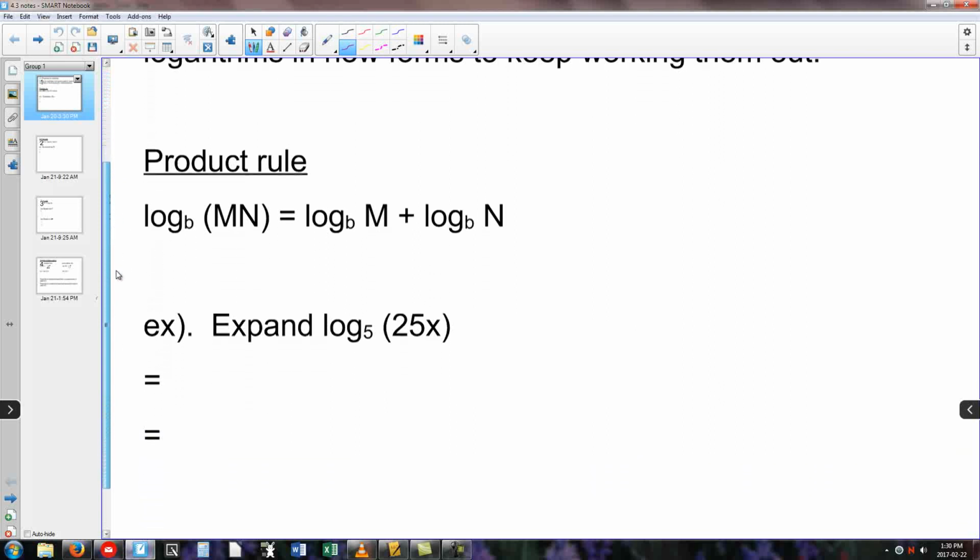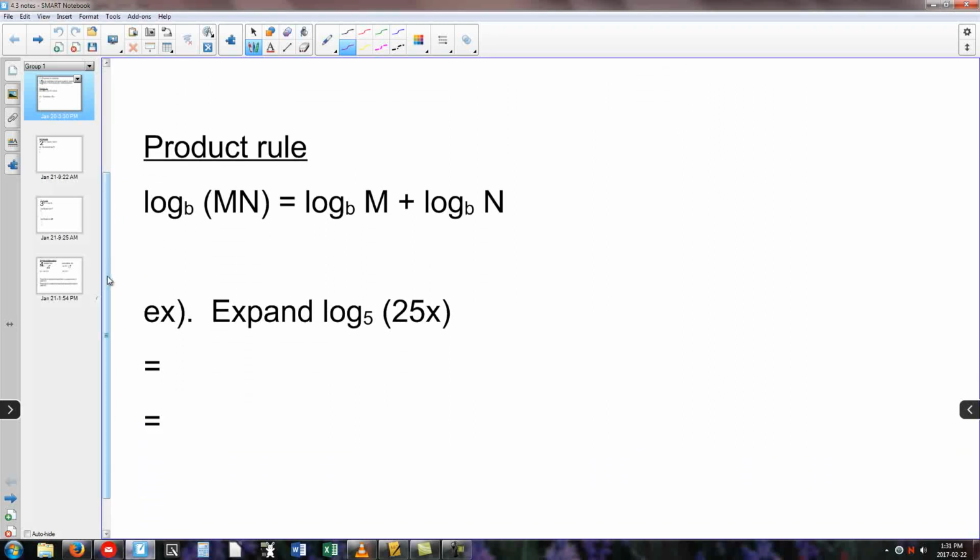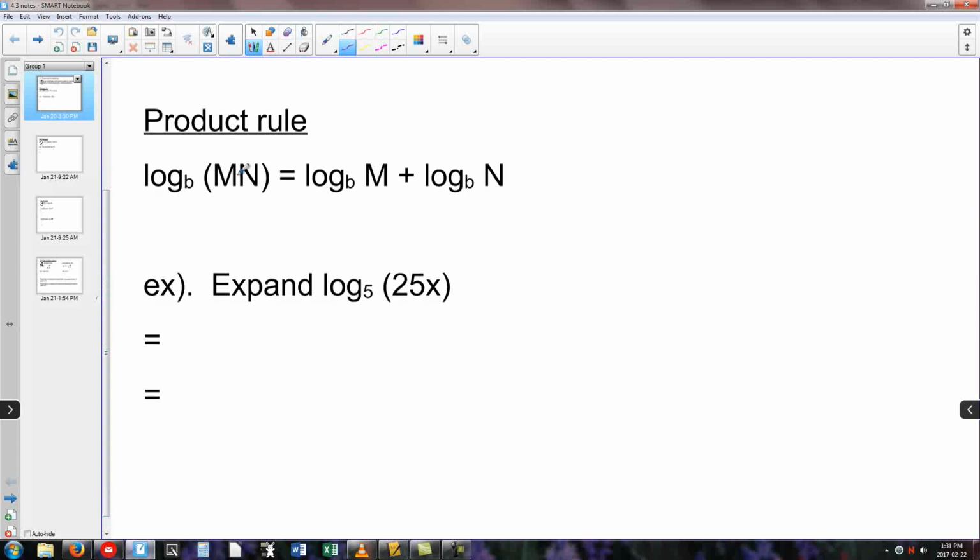And so we have what's called the product rule. This works for expanding and contracting, but the product rule says that if there's ever a multiplication inside of the parentheses of a logarithm, that we can separate it into two logarithms with an addition between. Meaning that because I have 25 times x right here, we're going to expand this logarithm because the multiplication occurs. So we're going to write log base 5 of 25 plus log base 5 of x. See, we separate the multiplication into two addition problems, each having its own logarithm.